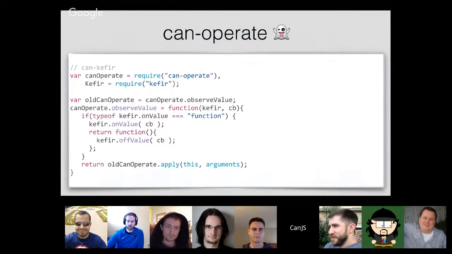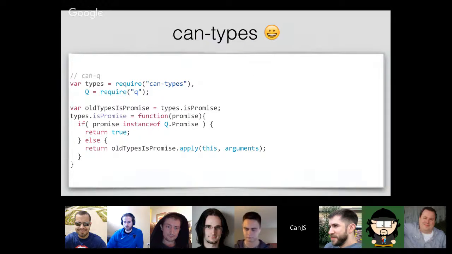So here I've loaded can-operate, and there's a can-operate observe value potentially that we can instruct, to kind of duck type some Kefir type object, and then wire things up so that we know when this value changes. And then we currently have can-types, which is similar to all this, but I think it would be replaced largely by symbol and operate. This currently allows you to say, hey, if you had a different promise type, you want to use Q promises and make them work in Stache or anywhere else that CanJS works with promises, you can use this. You can import can-types and change the isPromise method to return true when it's passed a Q promise.